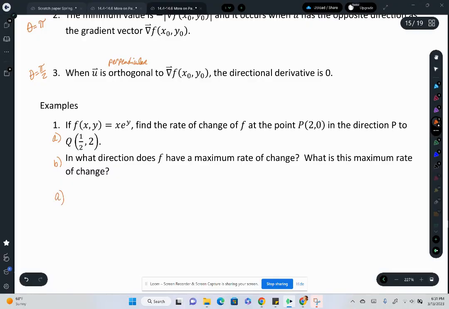In part A, we're told if f of x,y is equal to x e to the y, find the rate of change of f at the point (2, 0) in the direction p to q, where q has the values 1/2 and 2. So this, find the rate of change of f at the point and in a direction, that means find the directional derivative in the direction of u of f at the point (2, 0). So that's what we want to find, okay? But first, we need our gradient vector.